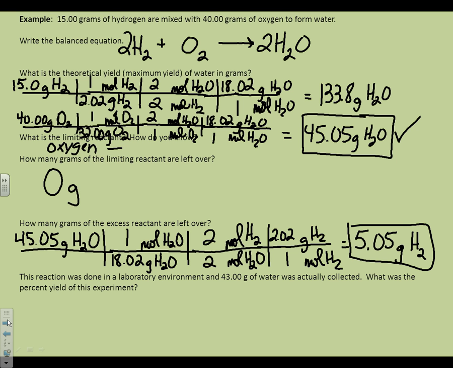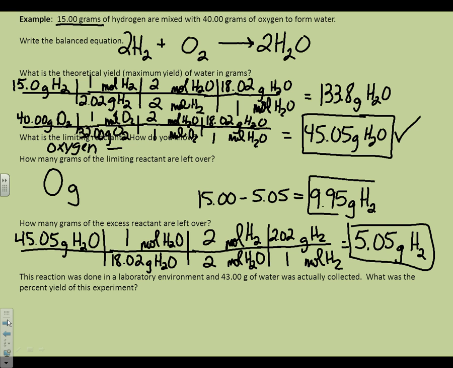But how do we tell how much is left over if we used 5.05? I know in my problem I started with 15 grams, and if I used 5.05, then I can just subtract. So 15 minus 5.05 gives us 9.95 grams. So we actually have 9.95 grams of hydrogen left over.